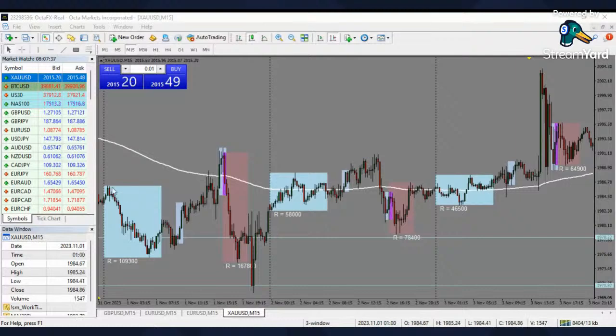Now, on 15 minutes, you can see this dotted line here and here. This marks the beginning and the end of the day. This is the beginning of this day, November 1. That's the 12 a.m. candle, 12 midnight, to 12 midnight of the next day, right?